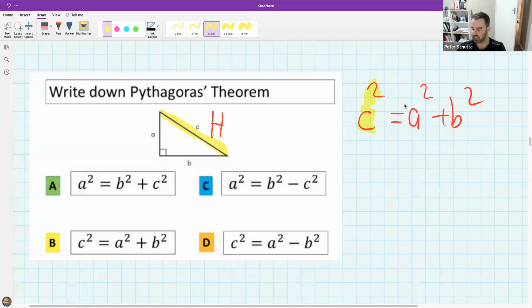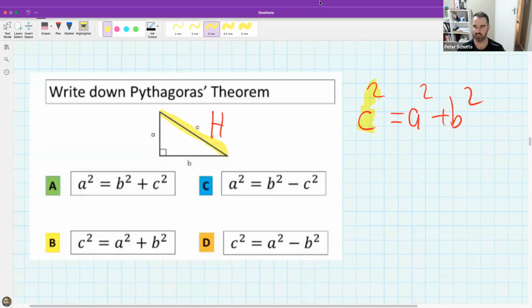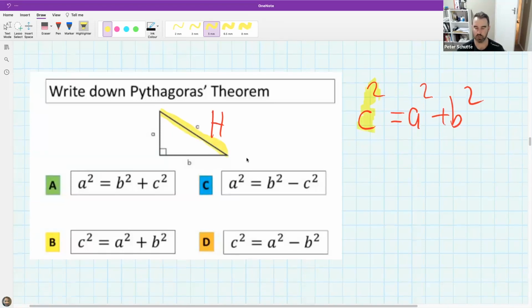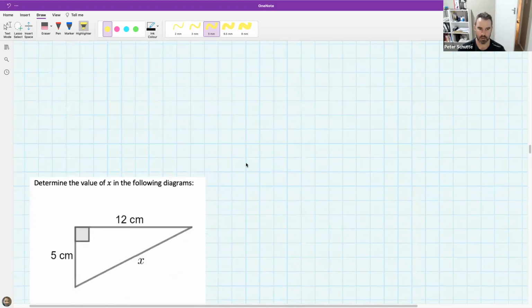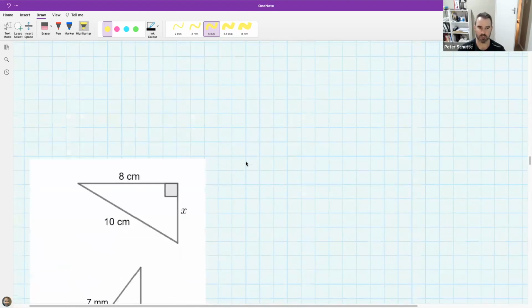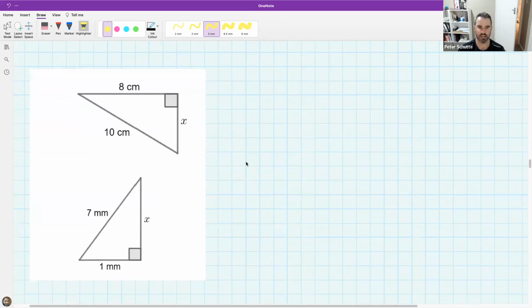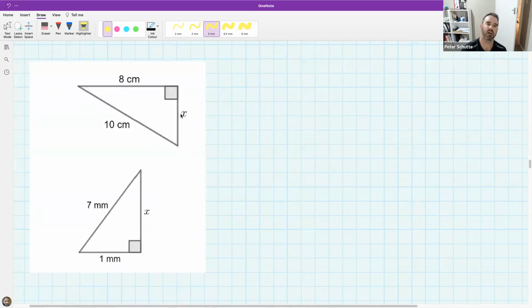So that's an important idea. You need to have fully mastered Pythagoras' theorem in order to do well in this topic. So let's just check that you know how to use it properly. I want you to find me the value of x in this right angle triangle, and the value of x in this right angle triangle. The hint that I will give you is to look for the hypotenuse. That will help you.